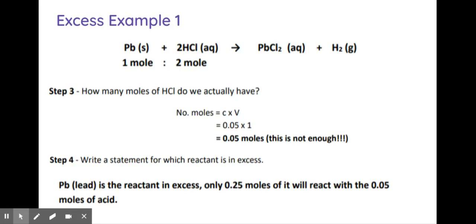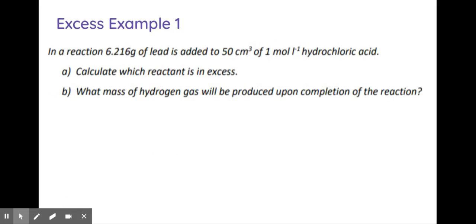But in your final statement, all you have to say is lead is the reactant in excess, because your calculations show that you know why that is the case. So 4 steps, and that is us solved part A of the question. Now remember, there's a part B. Part A is just calculate which reactant is in excess.